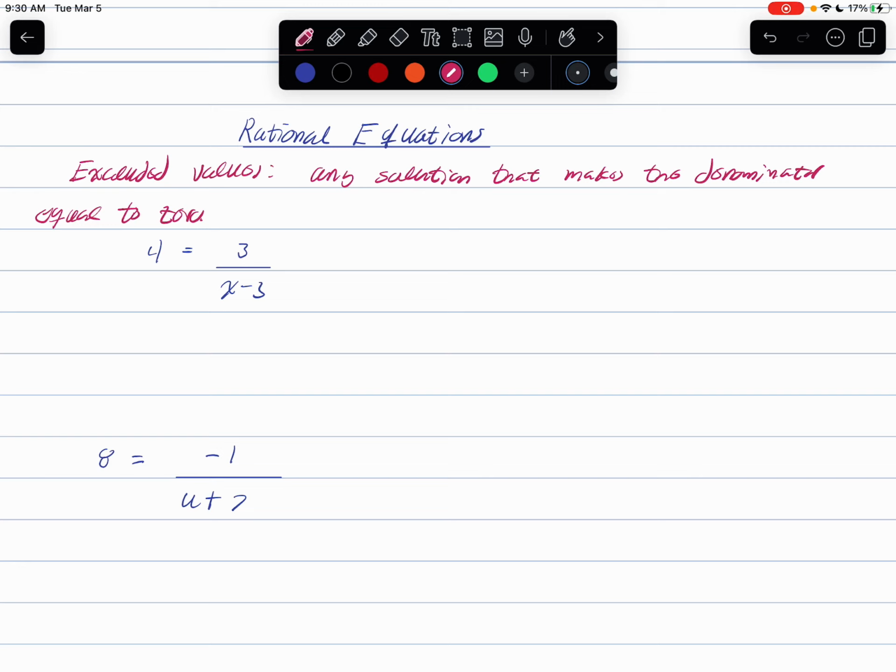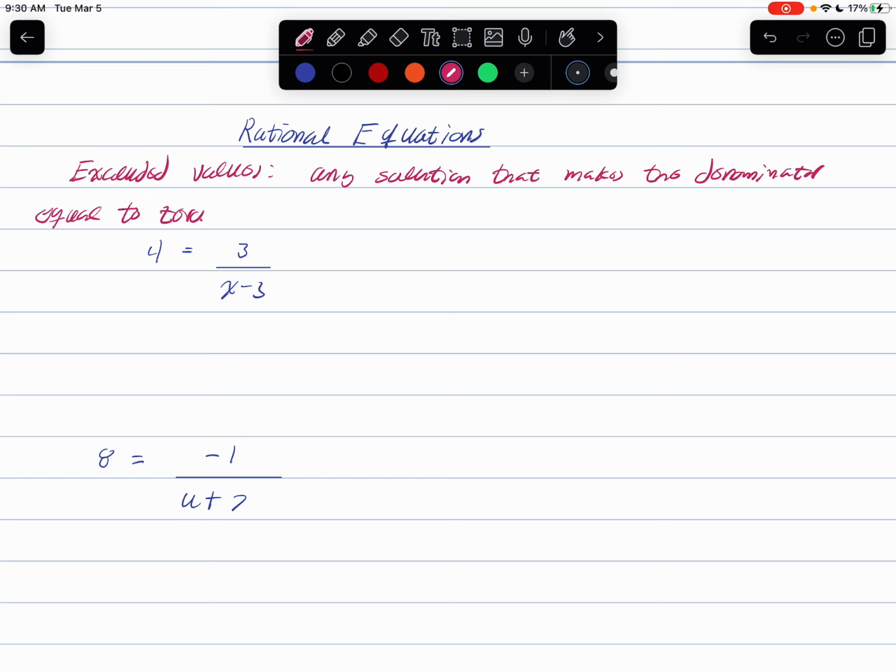Okay, so in this first example here, we have 4 is equal to 3 over x minus 3. So the idea here is if we were to get back, I don't know what the solution here is quite yet, but if we were to get back that 3 was the solution, we would have 3 minus 3 in the denominator, and we can't have that because we can't divide by 0. So we would consider that an excluded value, and if that were the case, we would say this first one has no solution.